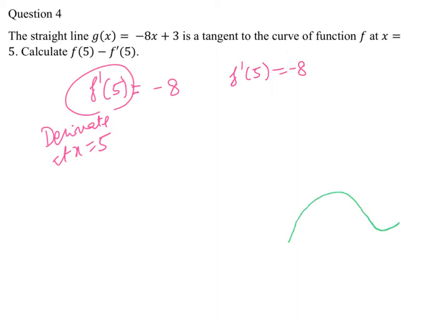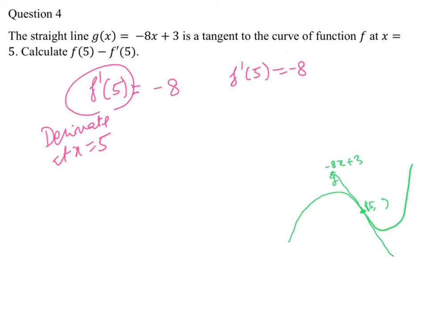Some graph, I don't know what the graph is, and there is a point at x equal to 5 on it. We know only the x coordinate, and there is a tangent here whose equation is given by negative 8x plus 3. Now the point of intersection is common to both g and f. This g is a tangent, and g and f have a common point here. I know the x coordinate, so I have to find the y coordinate of this common point.